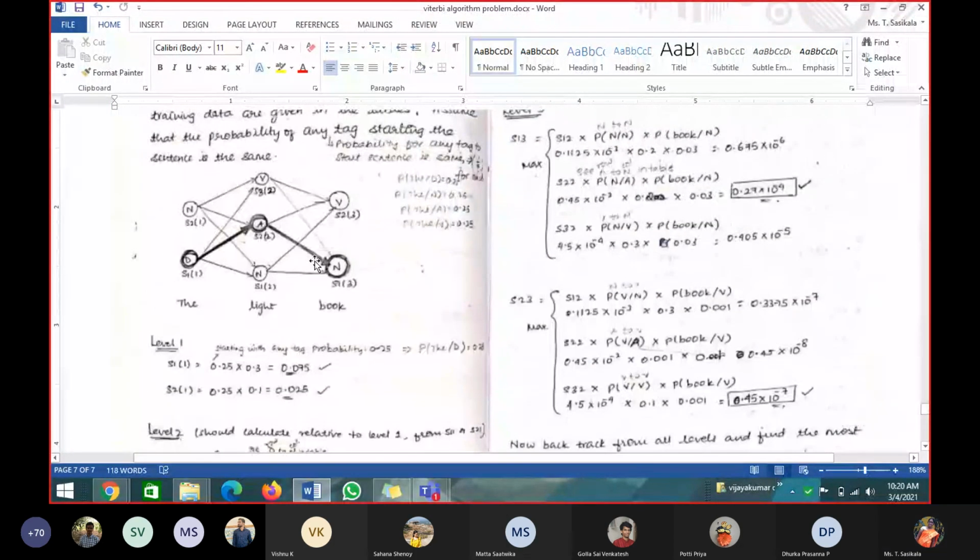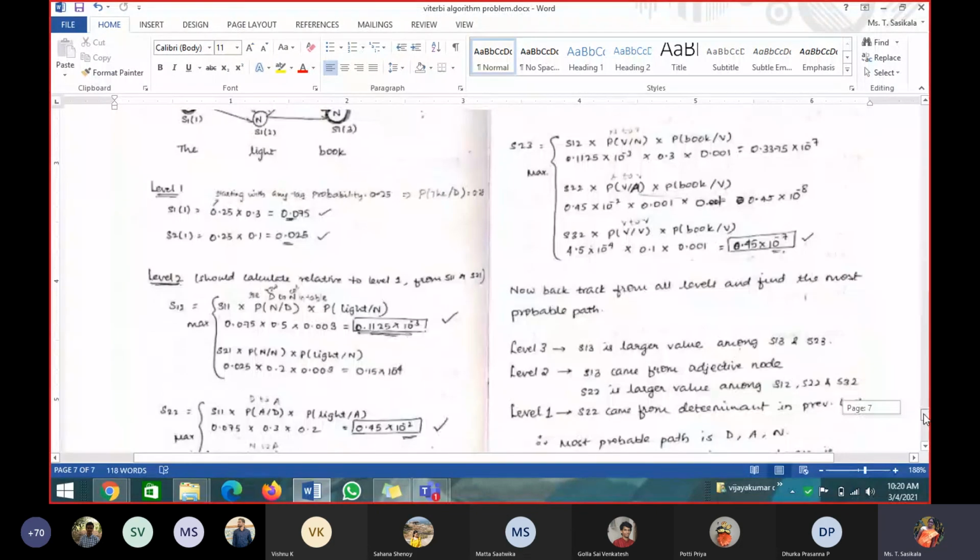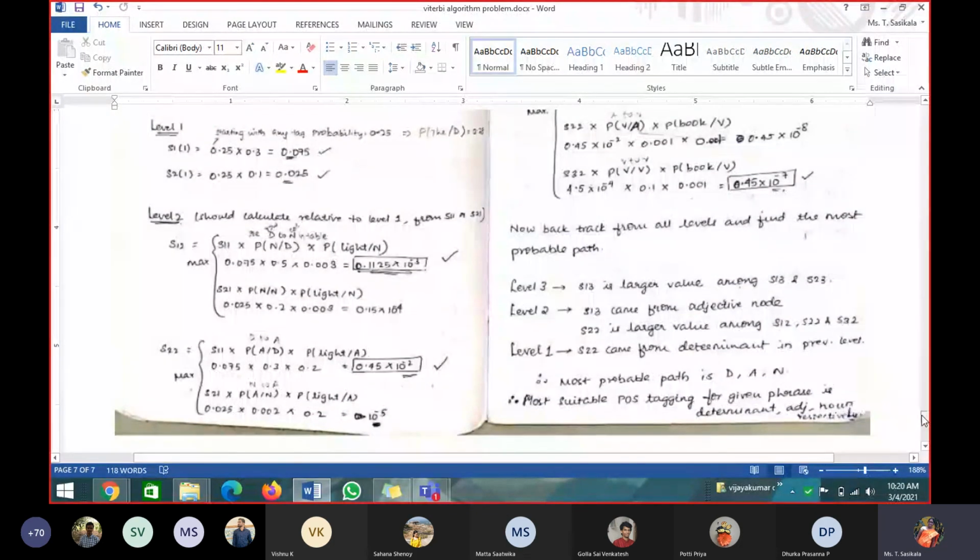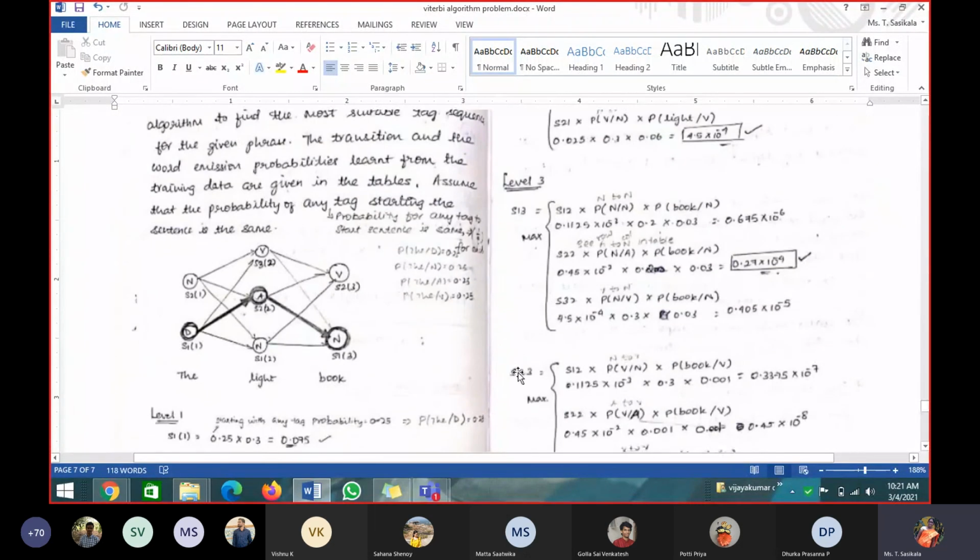Next level. We have two options, that is noun and adjective, right? Yes or no? And verb. So here we have to find out, in the backtrack, the level 2 maximum value and the level 1 maximum value, that is the previous level. So the most probable path is determiner, adjective and the noun. Among these 3 combinations, you highlight the highest. Then go to the previous level.